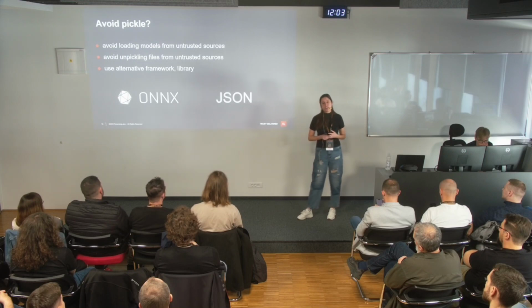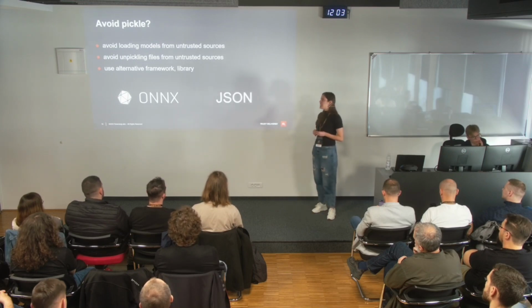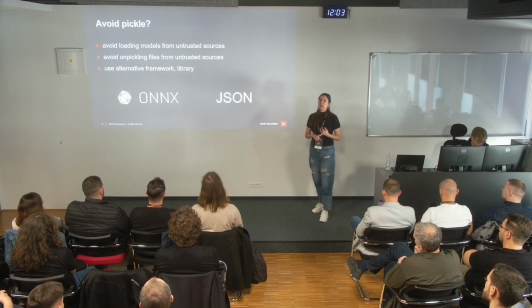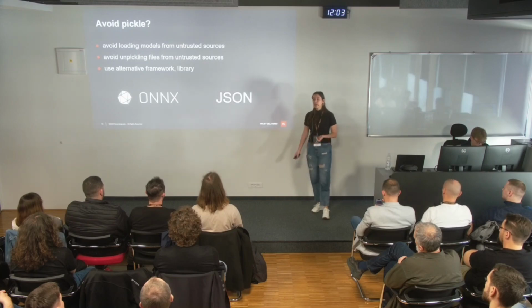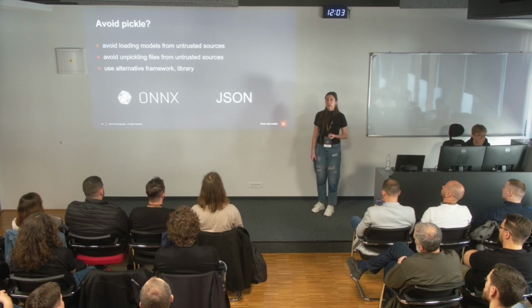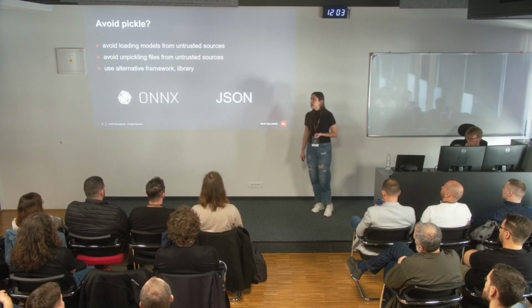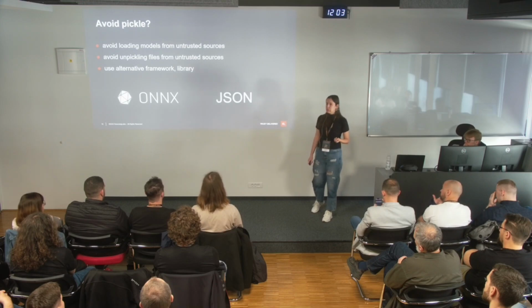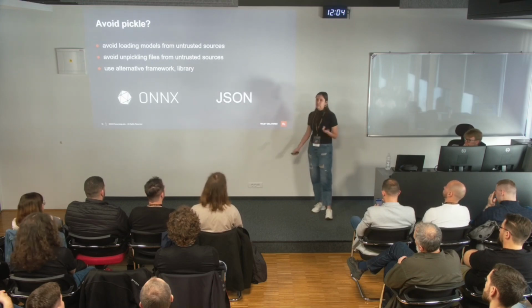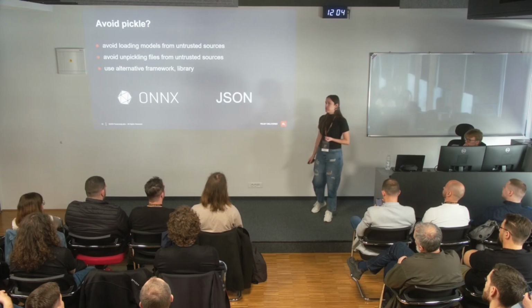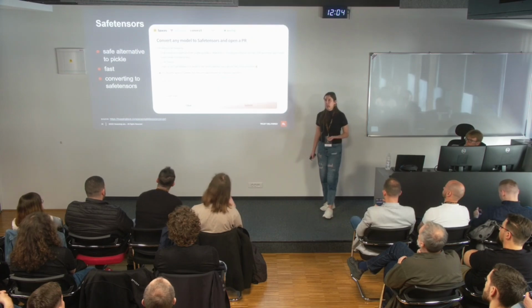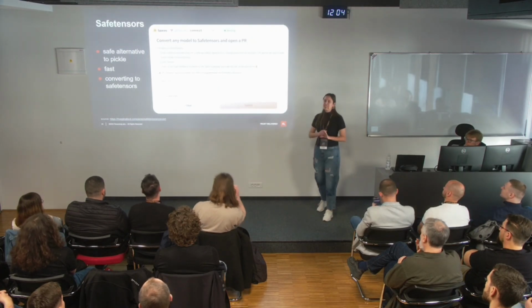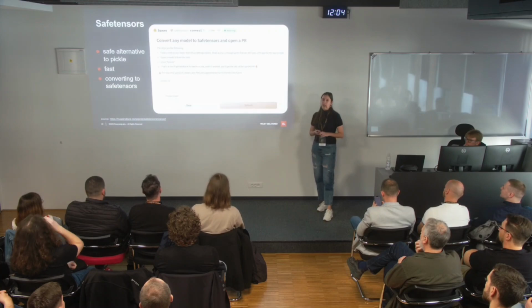Another way you can mitigate the unsafety of pickle is to use some alternatives. Maybe alternative libraries or frameworks that do not use pickle. For example, Open Neural Network Exchange uses protobuf, which is safer than pickle. Not 100% foolproof, but it is safer than pickle because pickle is very easily abused. Another alternative to pickle is safetensors. It is a fast and safe alternative to pickle developed by Hugging Face.